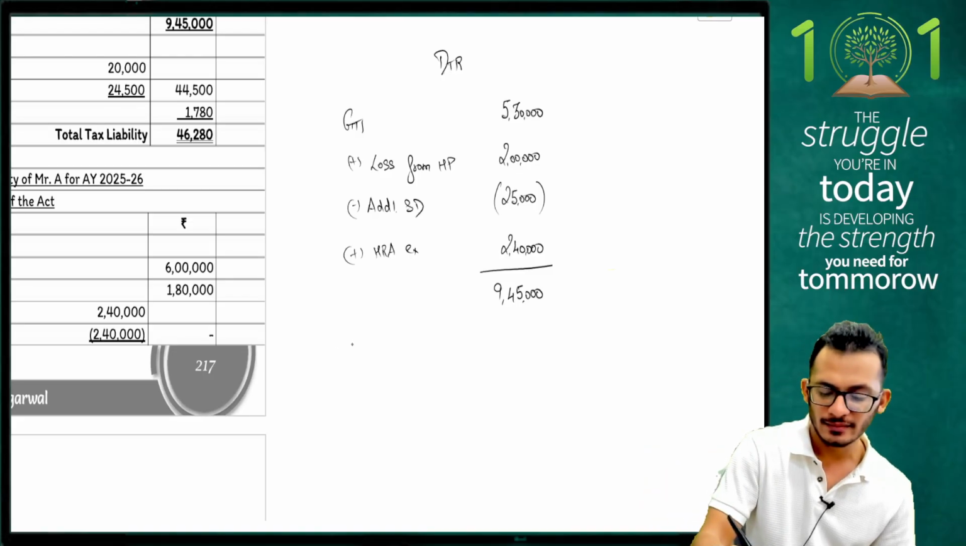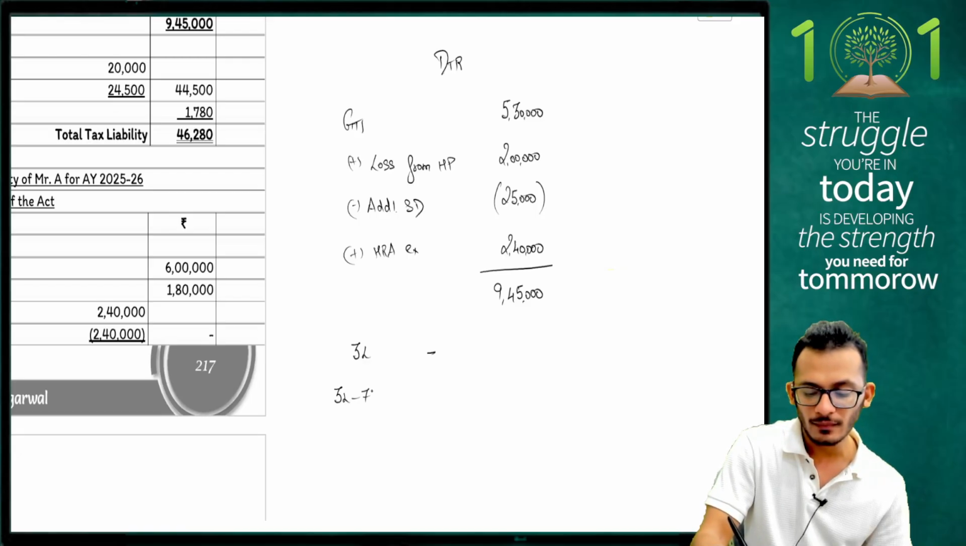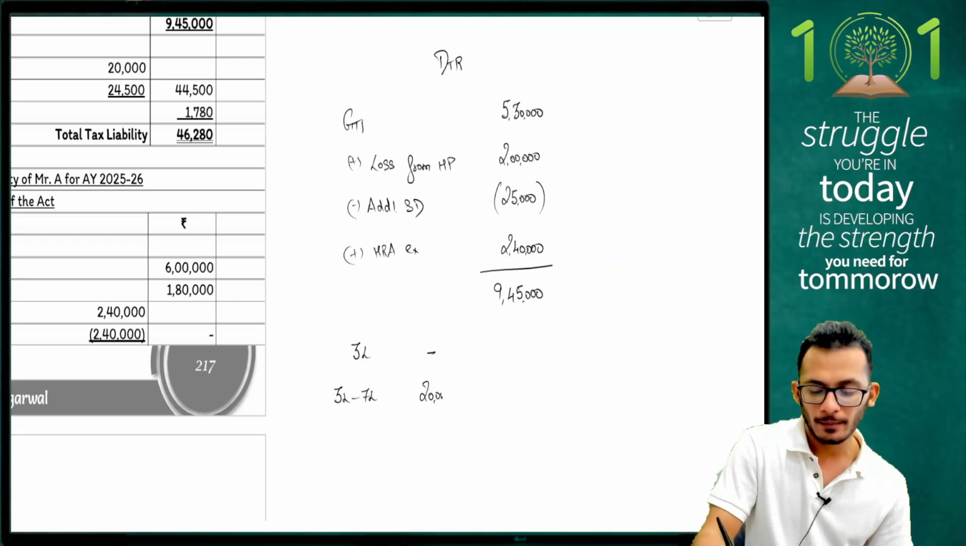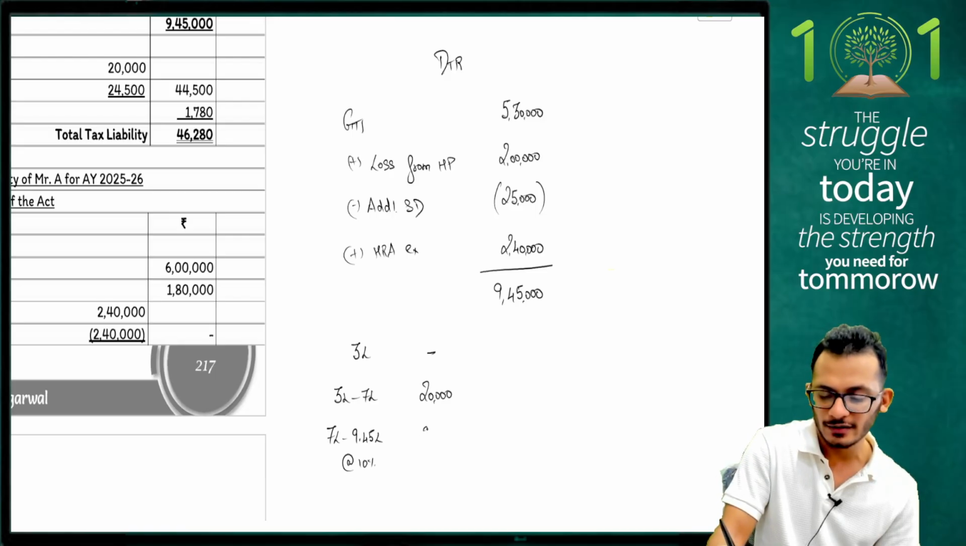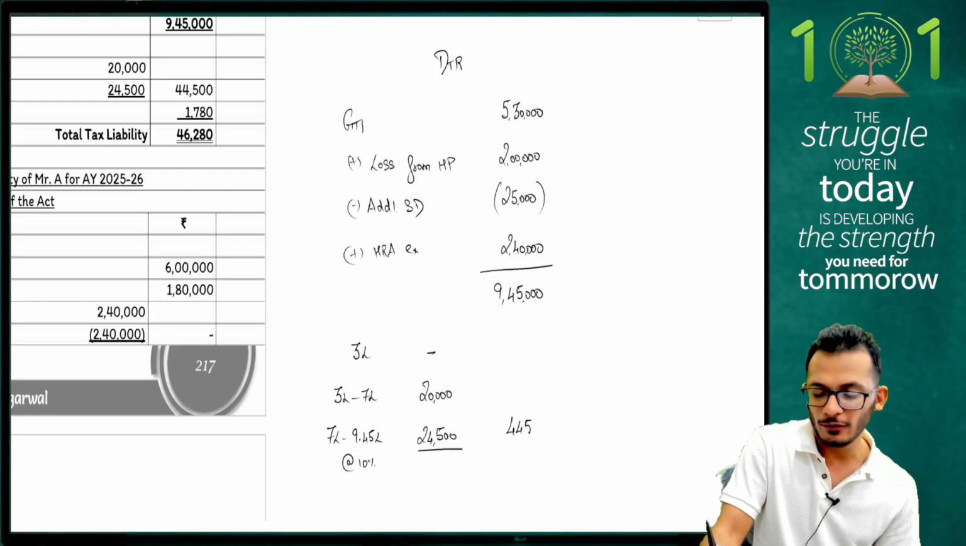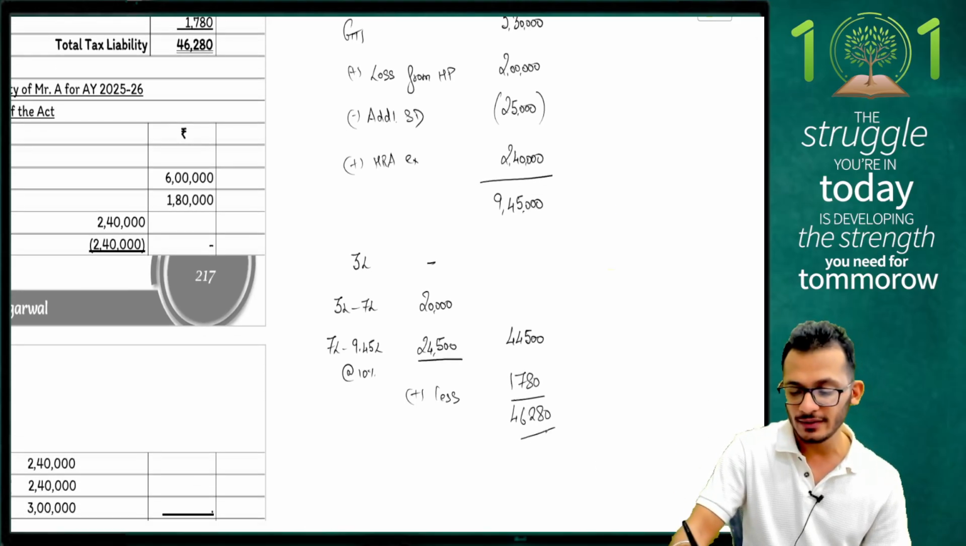Help me on DTR. For the first 3 lakhs, 0. 3 to 7 lakhs, which is 4 lakhs, 5% gives 20,000. Then it is 7 lakh to 9,45,000 at the rate of 10%, so it is 24,500. Totaling the number, it is 44,500. Adding cess gives me 46,280, which means the cess should be 1,780. This is what my tax payable is.